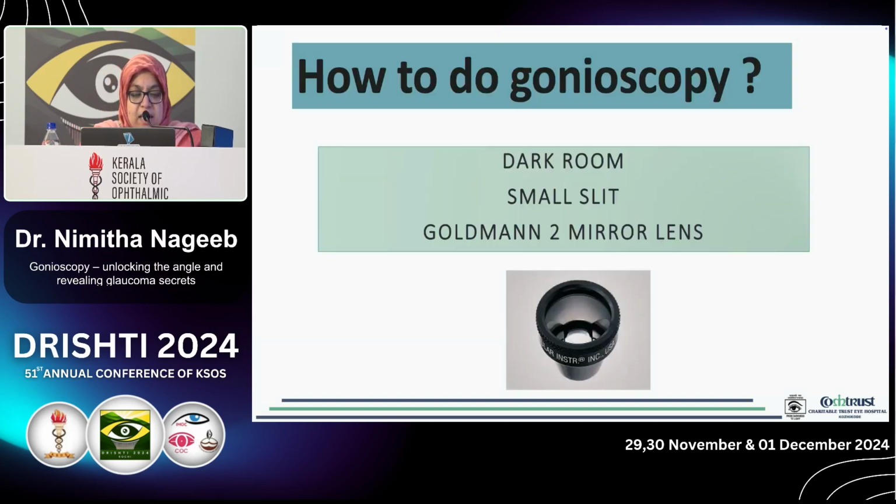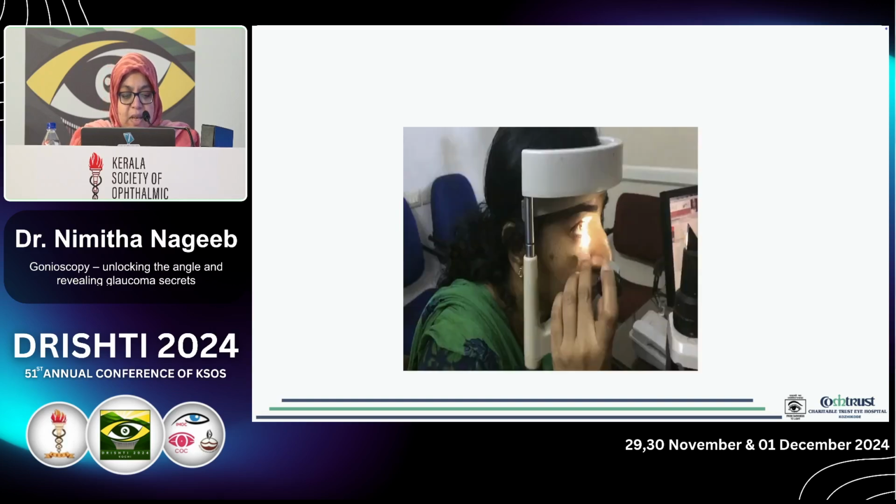So what are the things required for gonioscopy? One is the dark room, the small slit, and the Goldmann two-mirror lens. First we put paraffin in the patient's eyes, and we make sure the patient's chin is resting on the chin rest, and the forehead is touching the slit lamp forehead band.